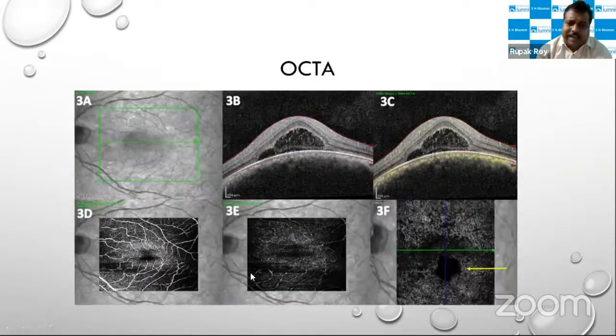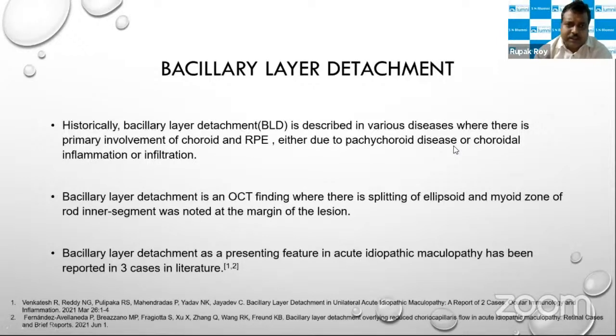This is the OCT angiography we did. There were some flow voids in the choroidal slab, and no other abnormality was seen. We can see the bacillary layer detachment here. Historically, bacillary layer detachment is described in various diseases where there is primary involvement of the choroid and RPE. It is an OCT finding where there is splitting of the ellipsoid and myoid zone, and the rod inner segment was noted at the margin of the lesion.